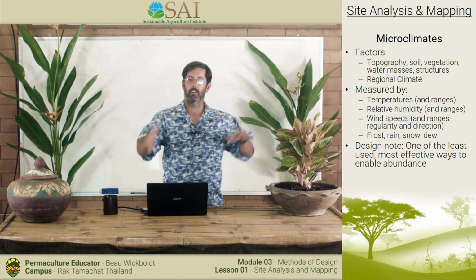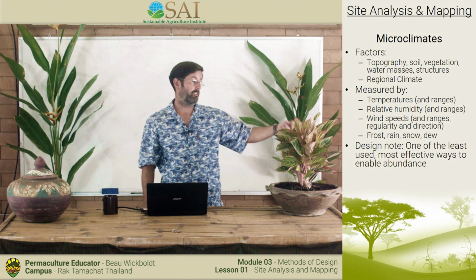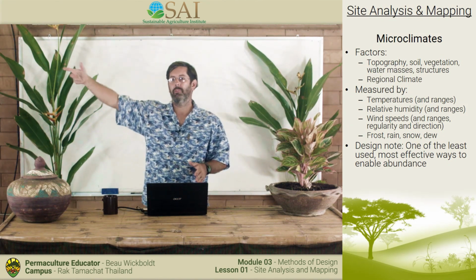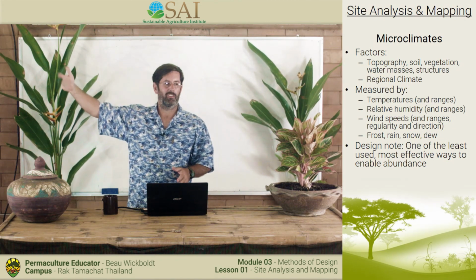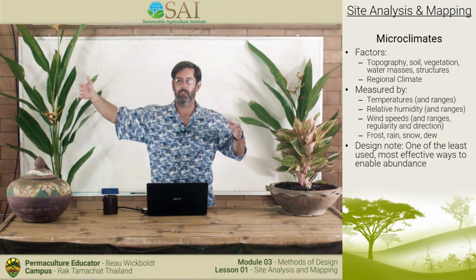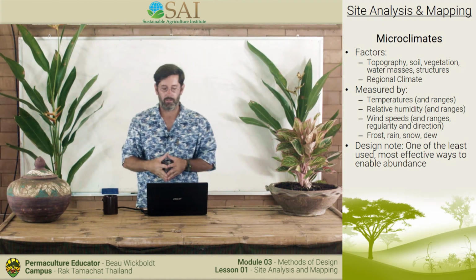So at Raktamachat, at the lower part, at our rice field level, we have very nice silty soils because of the erosion event. And at the top of the property, it's rocky and clayey soils. Very different soils. And only 200 meters away from each other, it's completely different, right? So we can have varying soils.